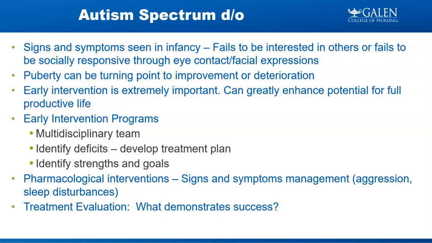When we talk about evaluation and what demonstrates success, our main priority in autism is safety. These children don't always quite have a good idea about what is safe. So we do want to keep the kids safe, free from accidental injury. And again, it's going to be tailored to each individual child.